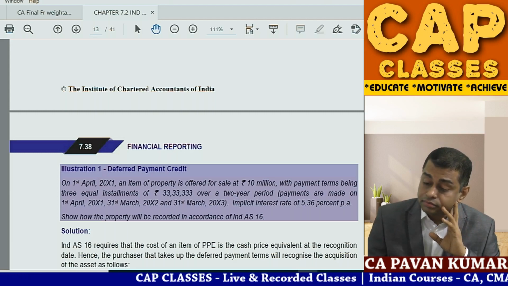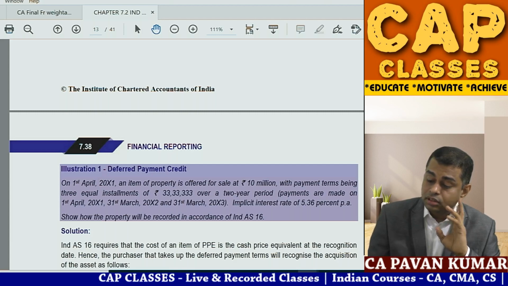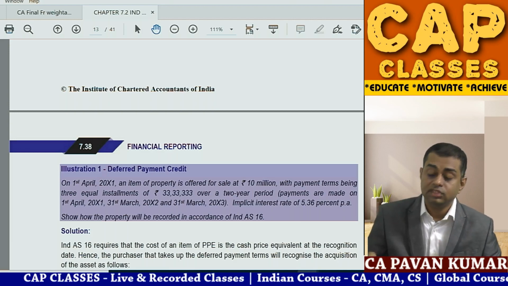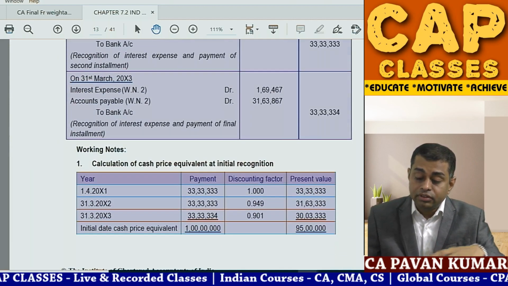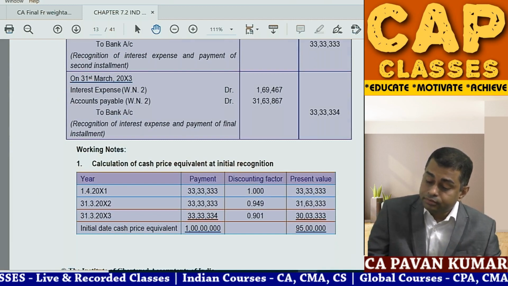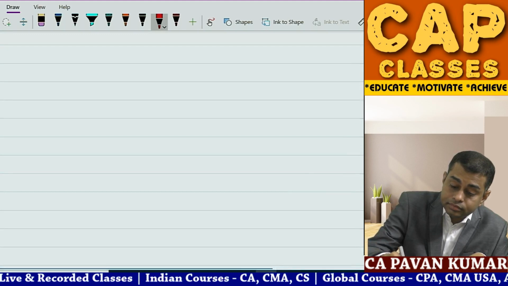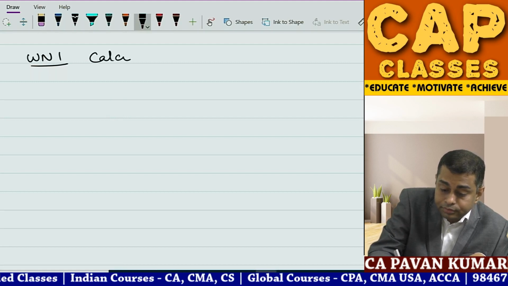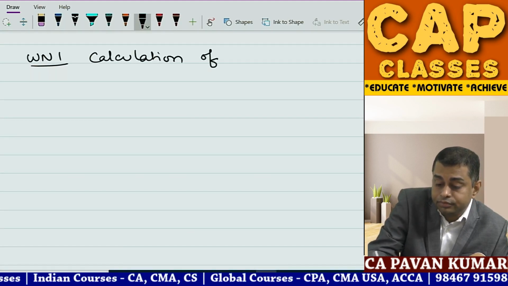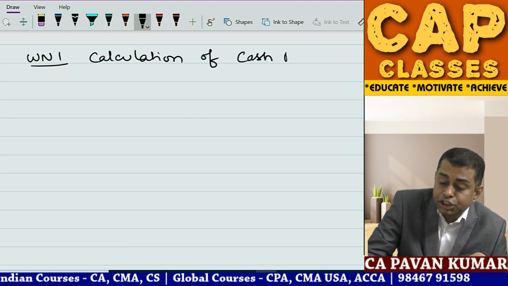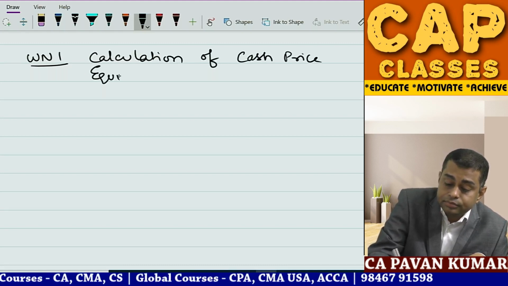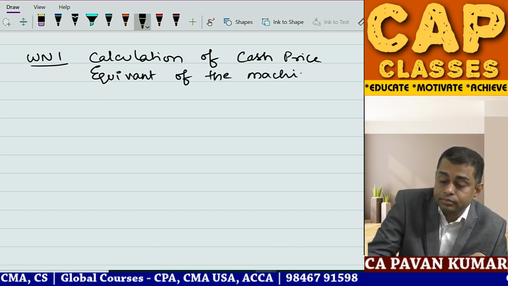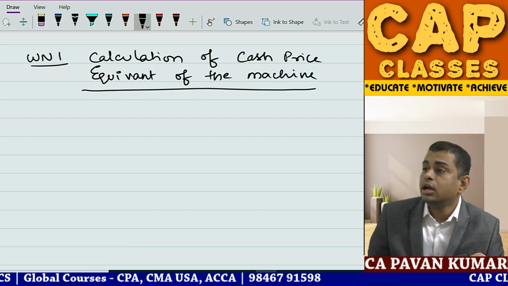Okay. Write down. Problem number 1. Under that, working note 1. Working note 1: Calculation of cash price equivalent of the machine.